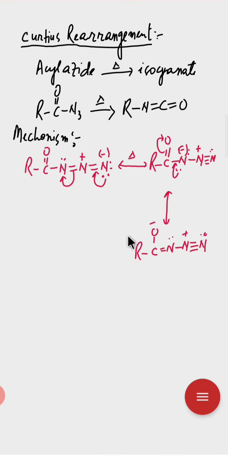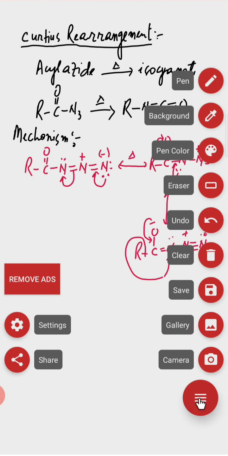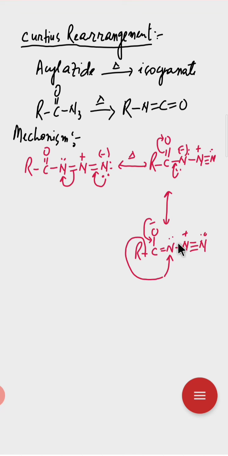Now when these two electrons form a pi bond between carbon and oxygen, this bond will be broken and the alkyl group will shift from here to this nitrogen atom, right? Then this bond will be broken. Let me show with a different color. This bond will be broken and the two electrons will go to this nitrogen atom to form nitrogen gas.